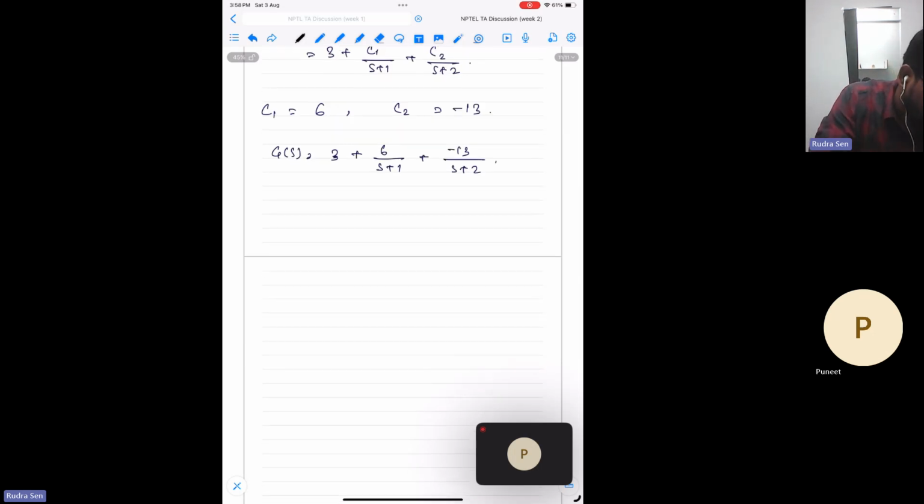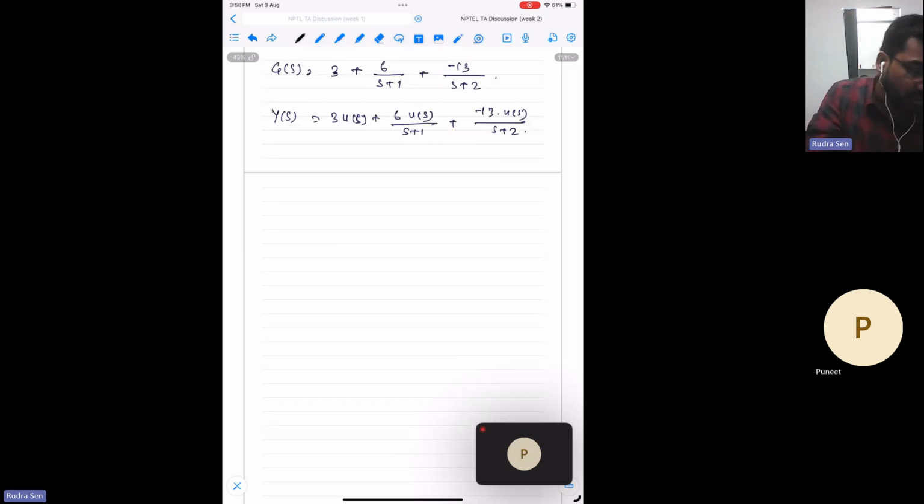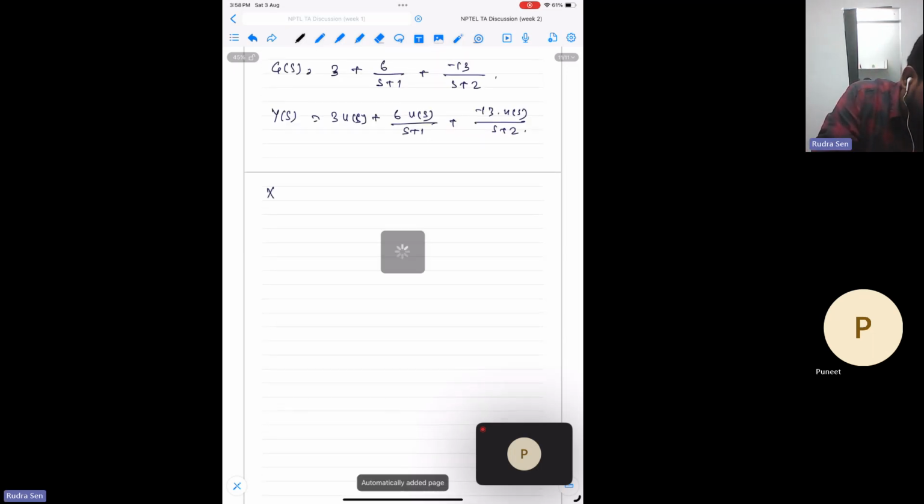Now it is easier for you to find the state transfer function, because 3U(s) plus 6U(s) divided by s plus 1 and minus 13U(s) divided by s plus 2. Okay. Now consider x1(s), let's say I'm considering x1 is equal to 6U(s) divided by s plus 1. So what I will get? x1 dot is equal to minus x1 plus 6u.